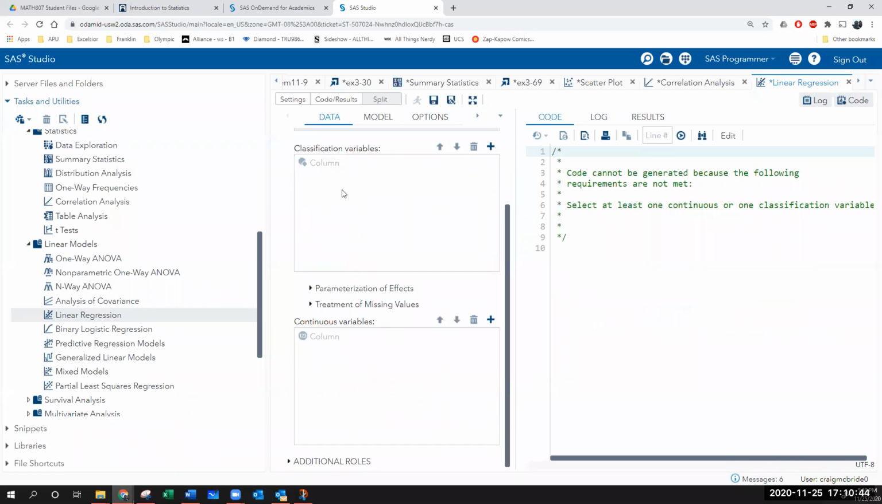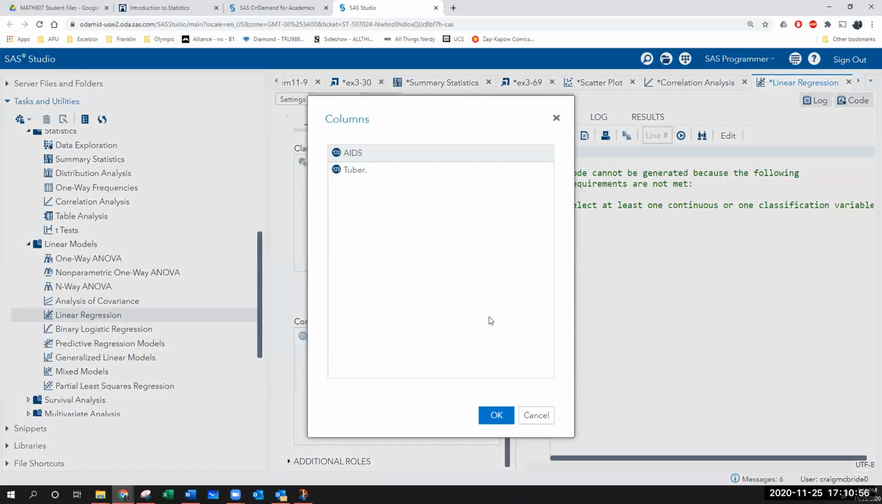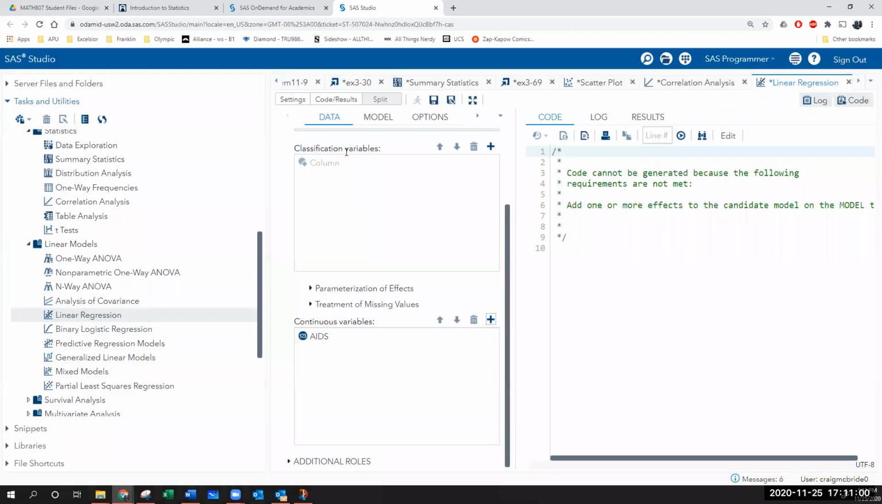And then it's got classification variables versus continuous variables. And this is where it gets tricky. You're going to want to put your stuff in as a continuous variable because that's what it is. These are scores, right? So they're continuous things. A classification variable would be if you had like a grouping variable kind of thing.